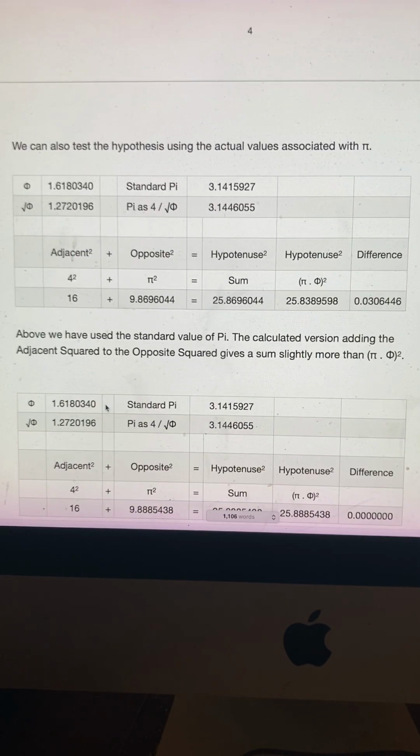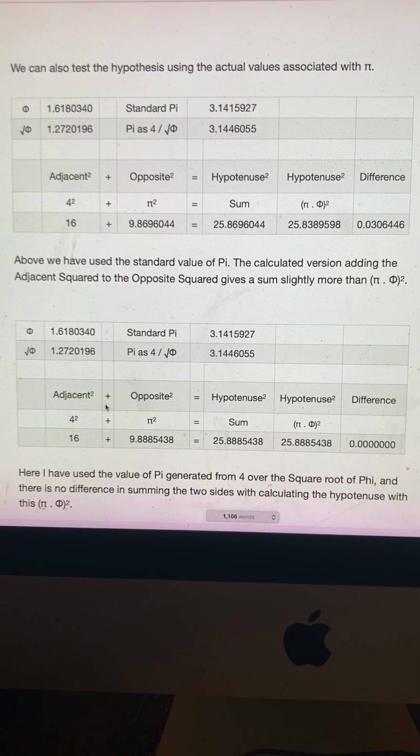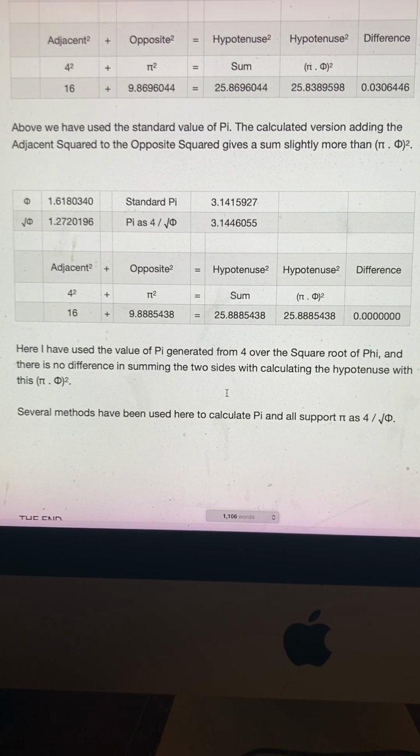We can also test the hypothesis using the actual values associated with pi. Above we have used the standard value of pi. The calculated version, adding the adjacent squared to the opposite squared, gives a sum slightly more than pi times phi squared. In this example, I've used the value of pi generated from 4 over the square root of phi, and there is no difference in summing the two sides with calculating the hypotenuse with pi times phi squared. Several methods have been used here to calculate pi, and all support pi as 4 over the square root of phi.